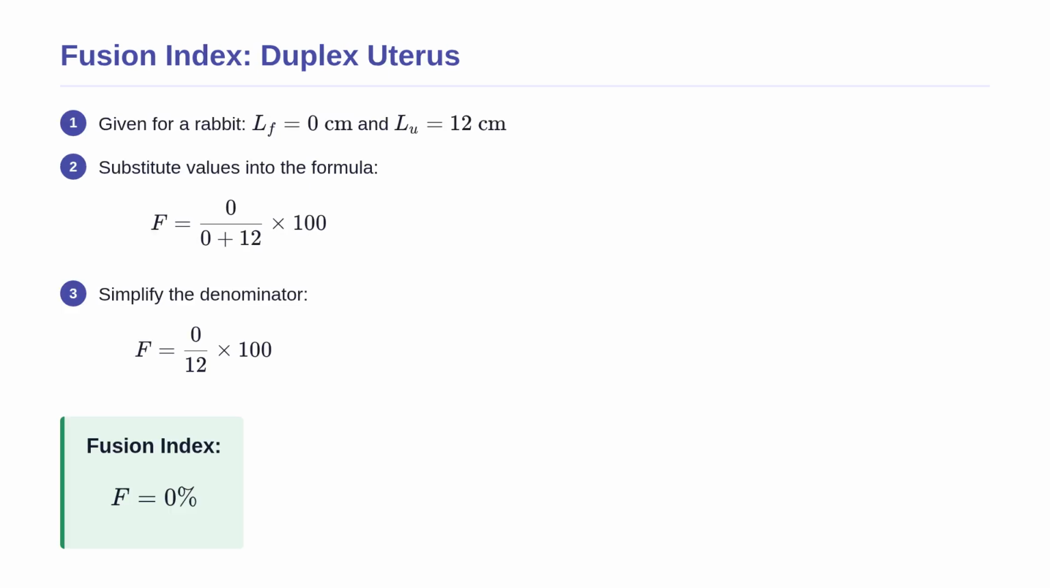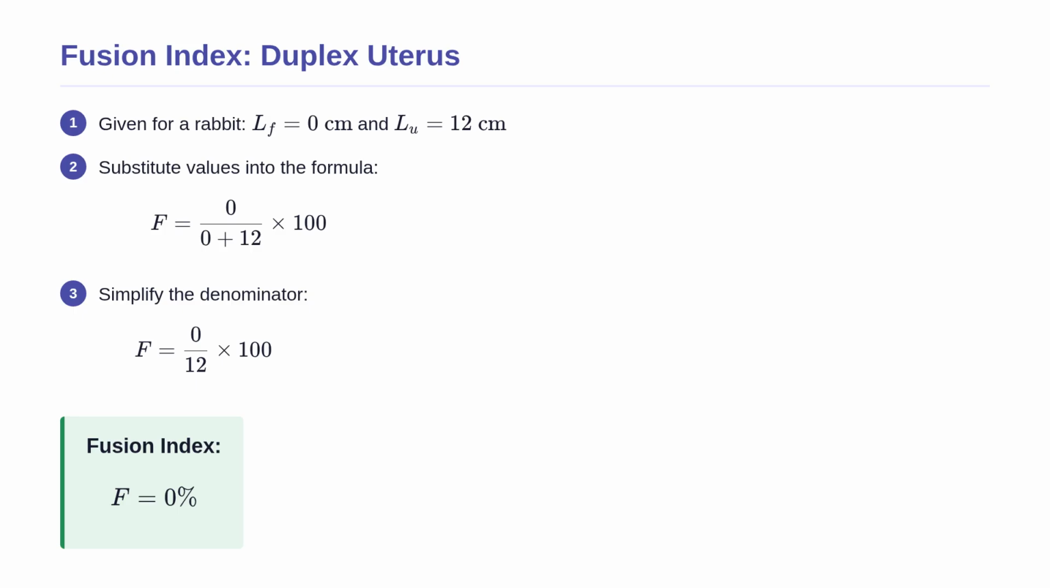Now that we have our formula, let us see this with a concrete example. A veterinary researcher is examining a female rabbit. She measures the fused uterine body and finds its length is 0 centimeters because the horns open into two completely separate cervices. The unfused horns measure 12 centimeters.